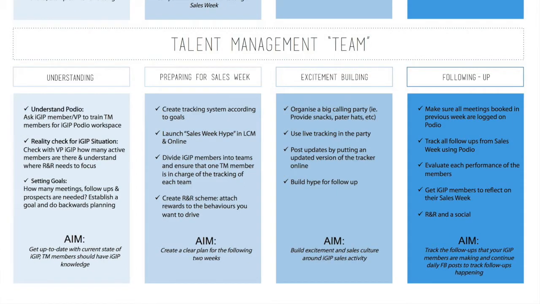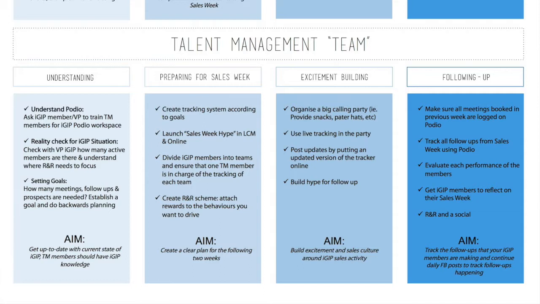At the same time, TM also needs to be preparing for Sales Week. So first of all, this involves creating a tracking system, so you know how to track all of your members in the course of meeting the goals you set last week. You also need to start launching the Sales Week hype in your LC so that you can really build the sales culture. So do things like make a big official announcement in your LC sessions, run an activity on what will be happening, and do lots of posts about what's going to be happening on your Facebook pages to make sure that everyone in the LC is excited for sales to happen.